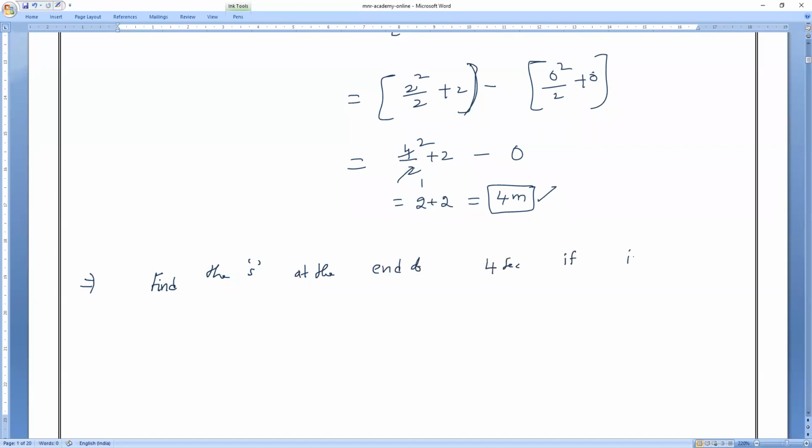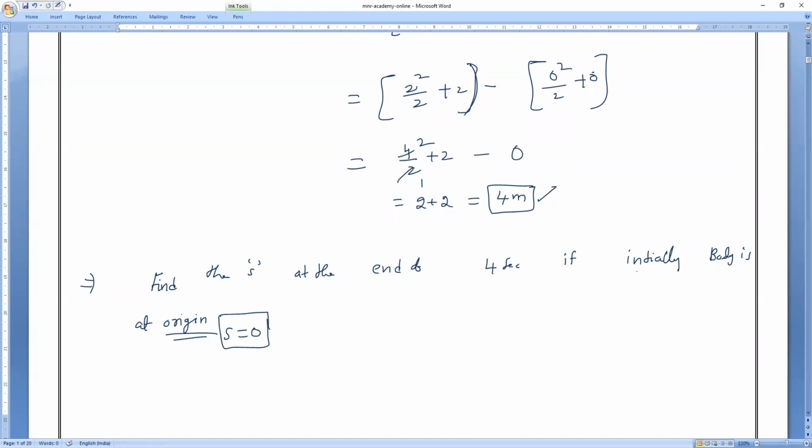If initially the body is at origin. Do you all understand, everybody? So the body is at origin, so find the displacement at the end of 4 seconds. If initially the body is at rest or origin, then the displacement is equal to what? No displacement. Zero. Clear?